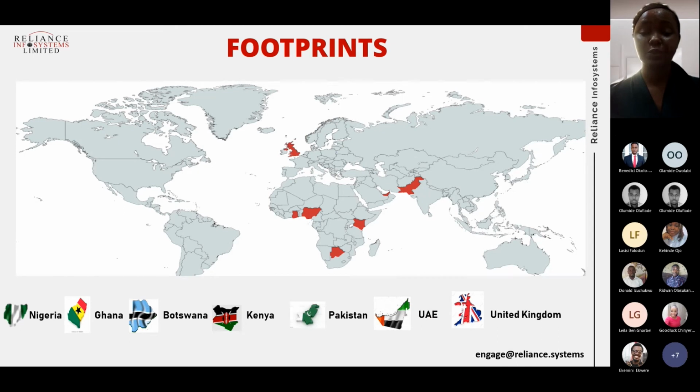For our footprints, we are physically located in Nigeria, Ghana, Botswana, Kenya, Pakistan, UAE, and the United Kingdom, with digital footprints in about 22 countries in Africa and the Middle East.